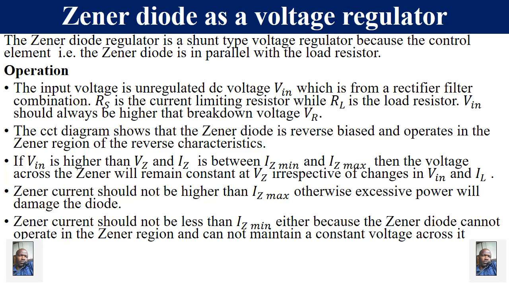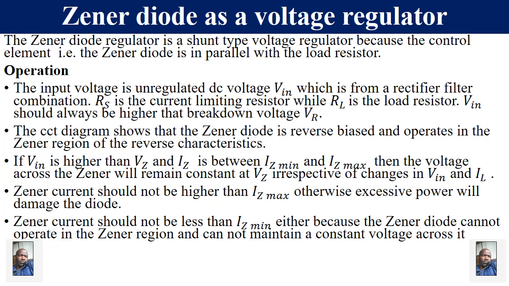For the Zener diode to act as a voltage regulator, the input voltage must always be greater than the Zener breakdown voltage, VBR. The Zener is reverse biased as shown, and it operates in the region of the reverse characteristics as shown. And what are we saying? If input voltage is higher than the Zener voltage and our Zener current is between IZ min and IZ max, then the Zener is able to maintain a constant voltage across the output resistor despite changes in V in and IL. This is a very important point.